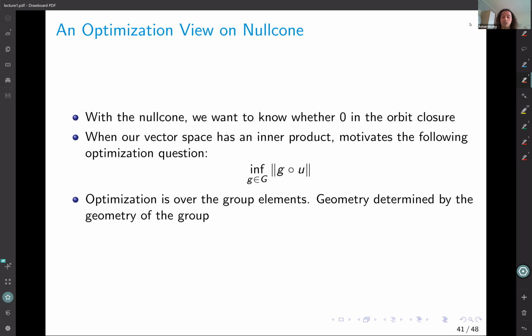So it turns out that the geometry of this optimization problem is actually determined by the geometry of the group, because now we're optimizing. If you think about it, what we're doing is optimizing a function. We're taking the infimum of some function over the group elements g in G. So this is the type of problem that we're trying to solve now. We need to know what the geometry of the group is to determine if we can actually solve these problems in an efficient way.